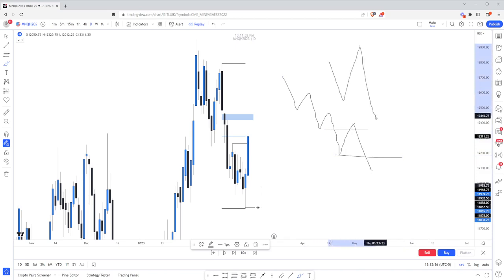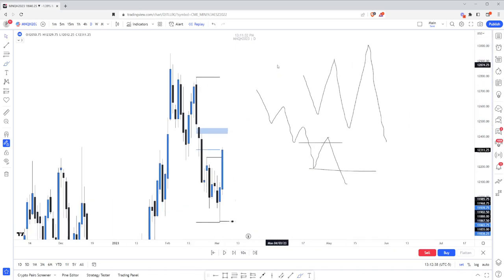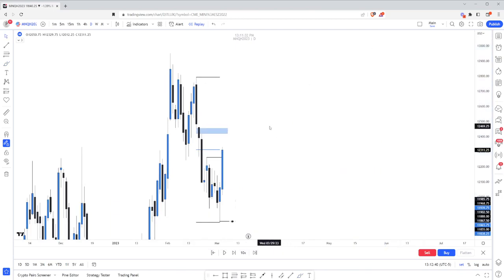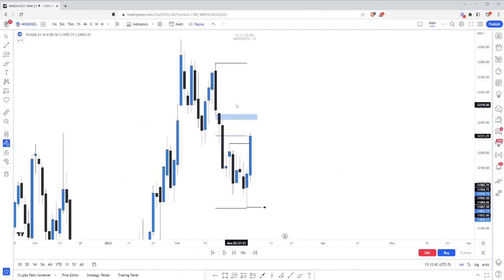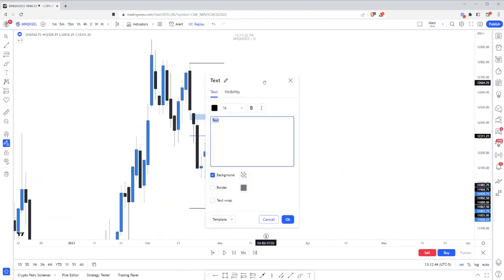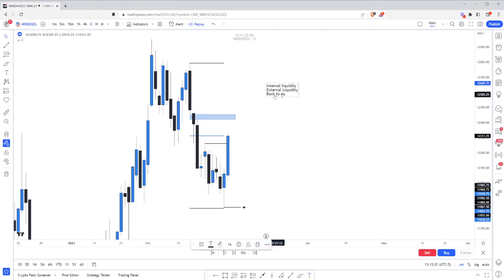Otherwise you'd say the market was just going to do this all the time. And sometimes you'll get that, but we don't always just take liquidity to liquidity, as far as external range. Remember, price is always going to move from internal liquidity to external liquidity, and back to EQ. EQ as in 50%.